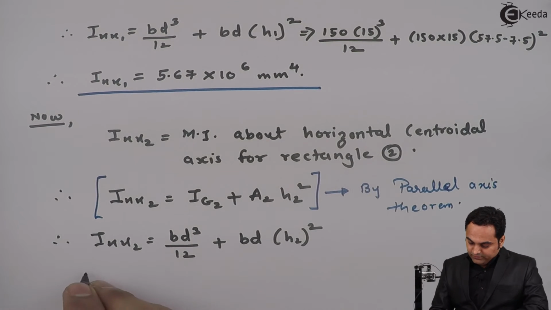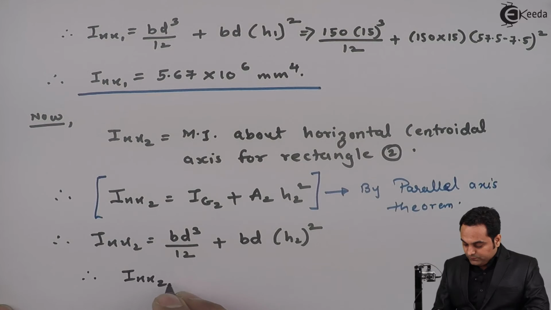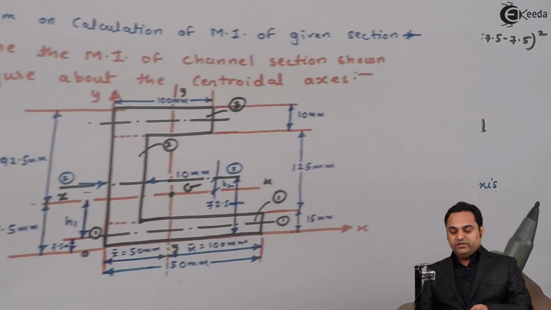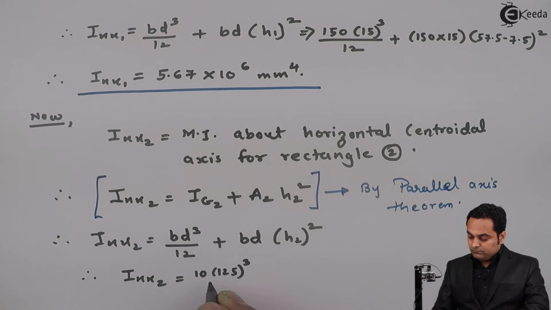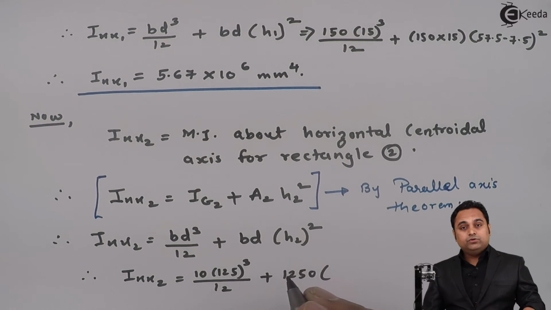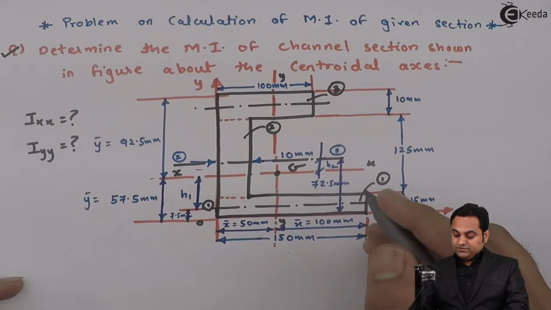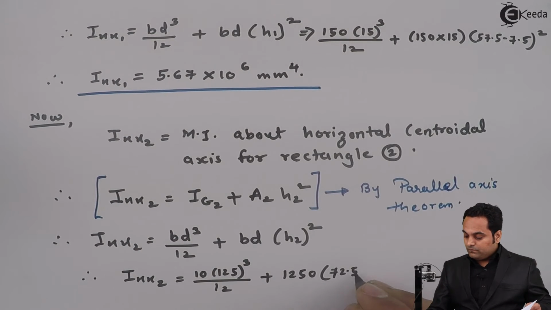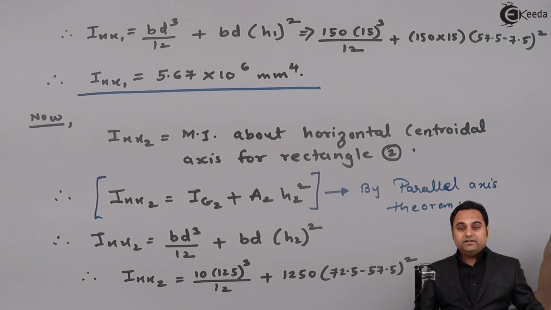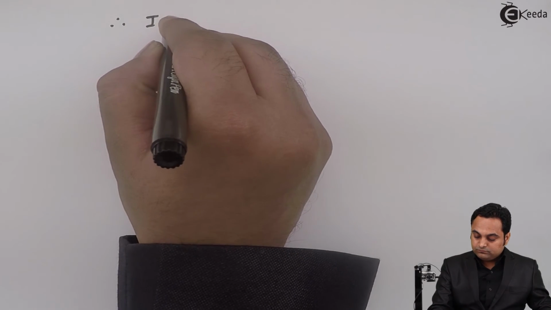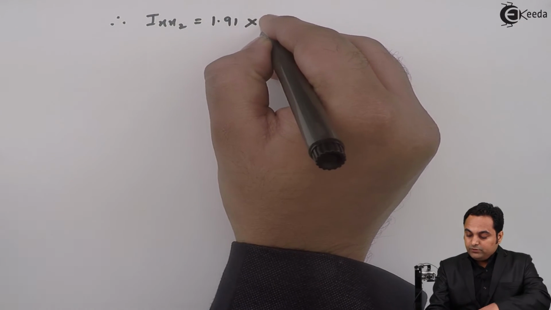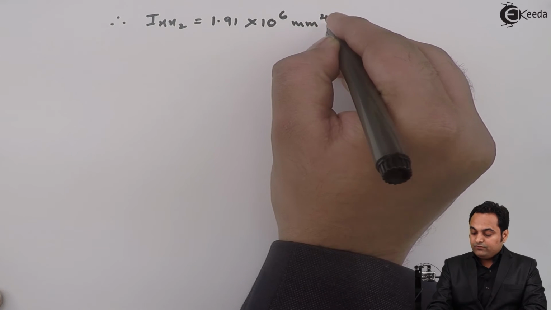Therefore Ix2 is equal to, now for the second rectangle, B is 10, D is 125. H2 is the distance, which is 72.5 minus 57.5. So from this I'll get Ix2, and my answer is 1.91 into 10 raised to 6 mm raised to 4.